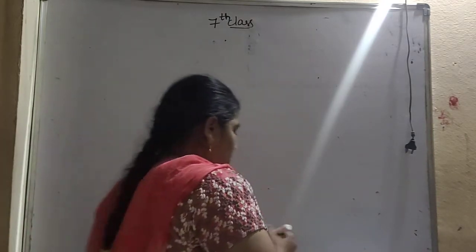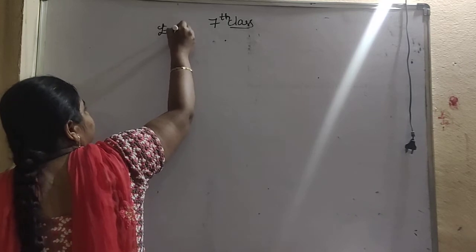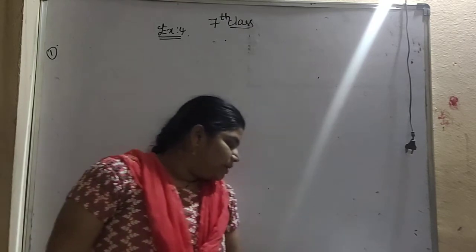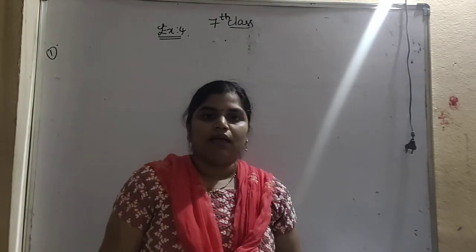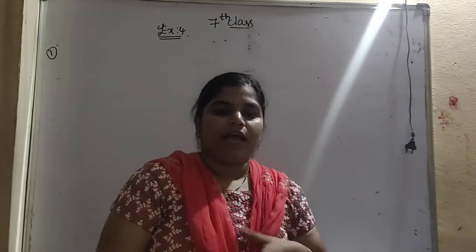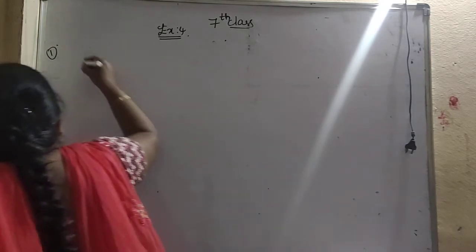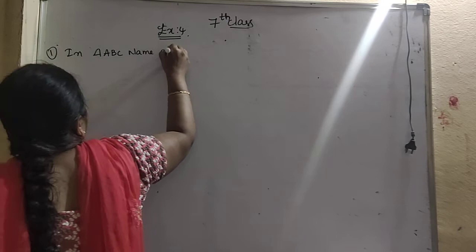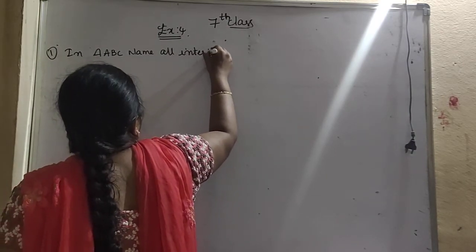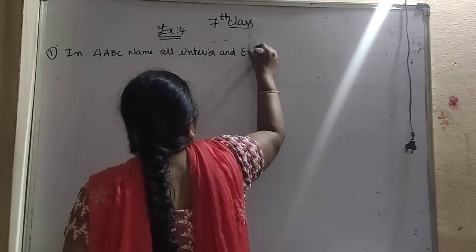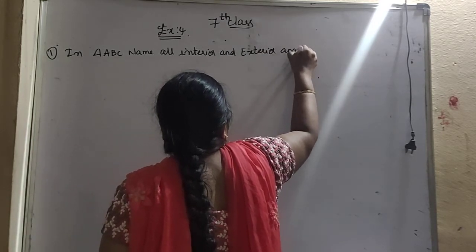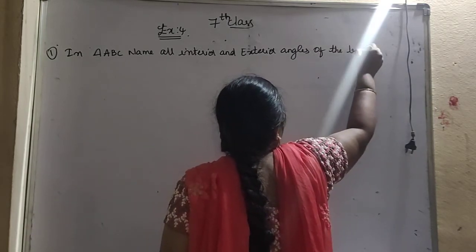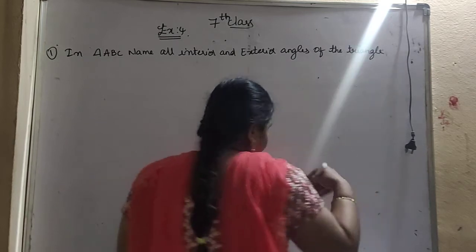So now exercise 4, first one. So what is the first question? In triangle ABC, name all the interior and exterior angles of a triangle. So what are interior angles and what are exterior angles? We have to name them. So in triangle ABC, name all interior and exterior angles of the triangle.